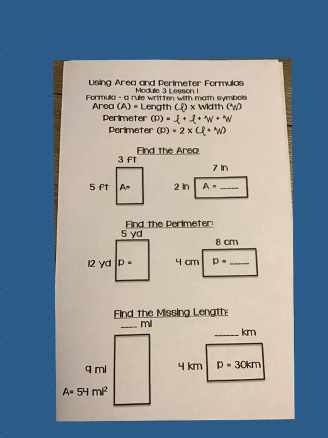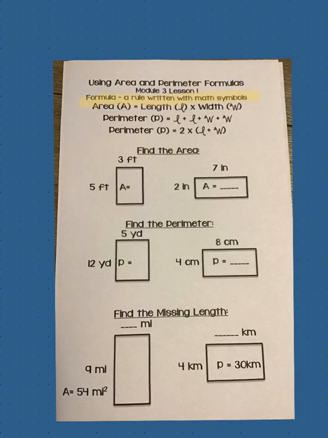All right, today we are using area and perimeter formulas. Formulas, we sound very, very smart. A formula, if you want to grab your highlighter, is a rule written with math symbols, which sounds complicated, but it isn't. Okay, it's going to be an equation.